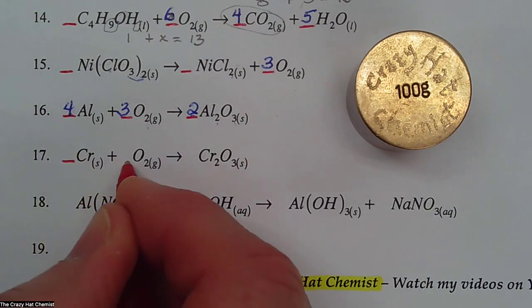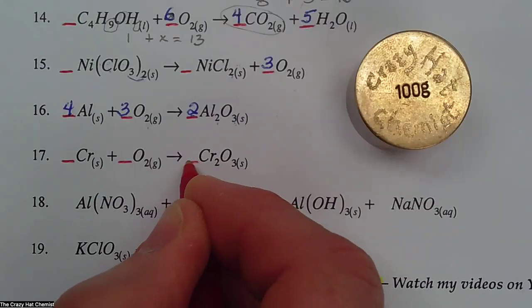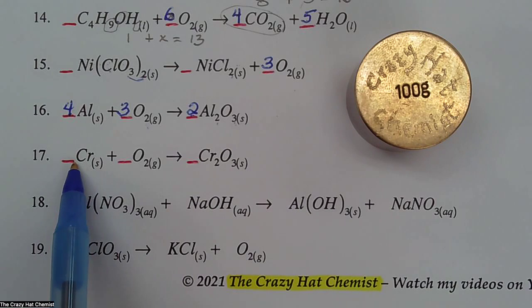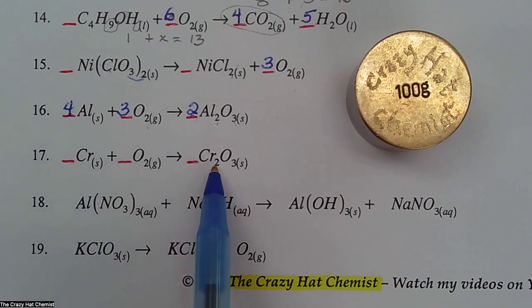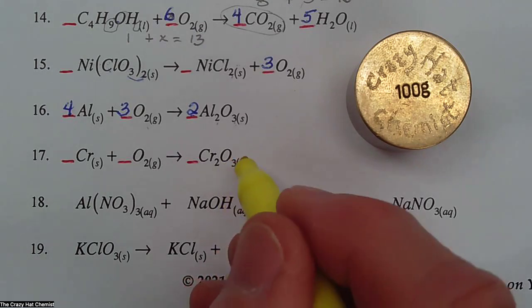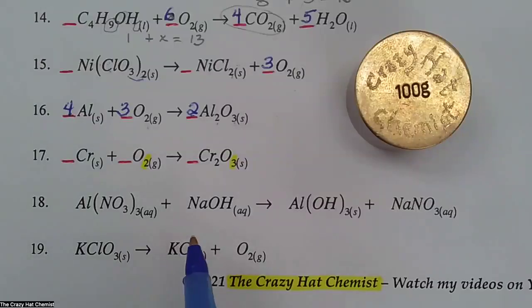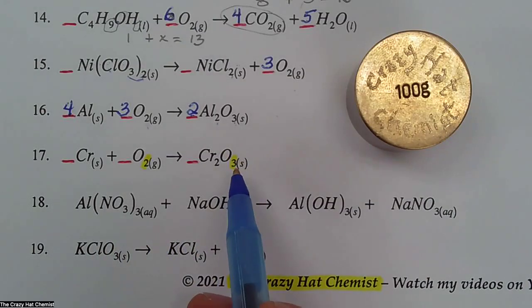We have chromium plus oxygen yields chromic oxide. This is a combination reaction, just like number 16 was a combination reaction. And again, what we want to do is start off with the most complicated formula, which is on this product side here. There's 1 chromium on the reactant side, 2 on the product side. Now, I'm not sure if you're noticing this, but 16 and 17 are really, really similar. If we just balance the oxygens first, then we're going to rebalance the chromiums in just a moment anyway.